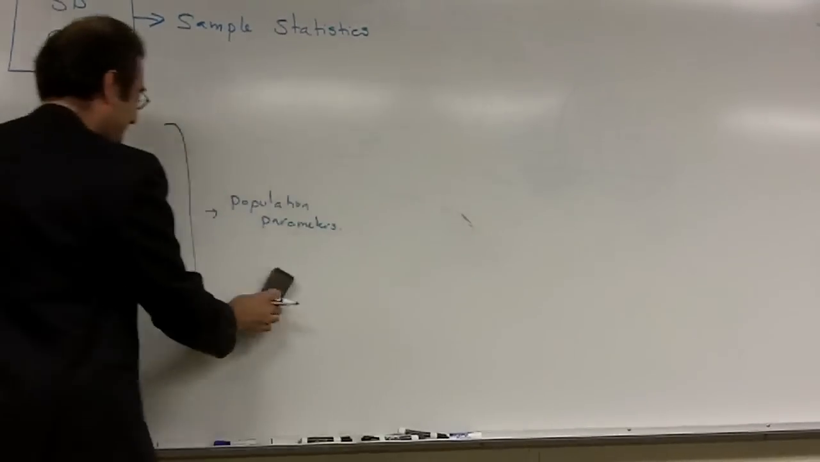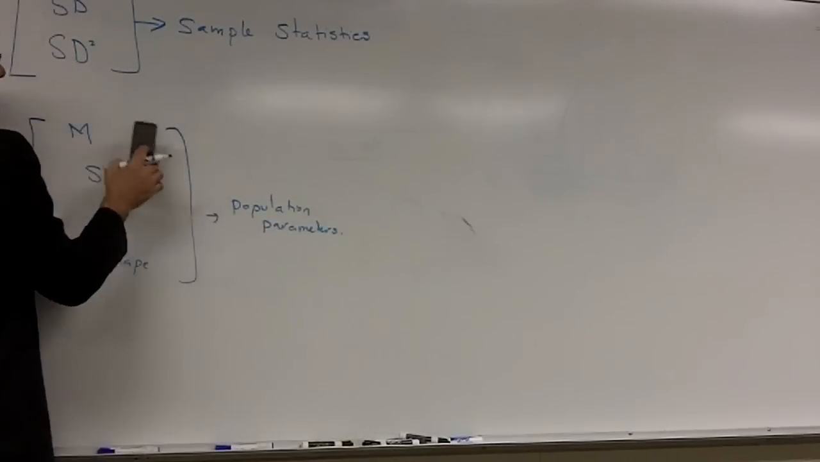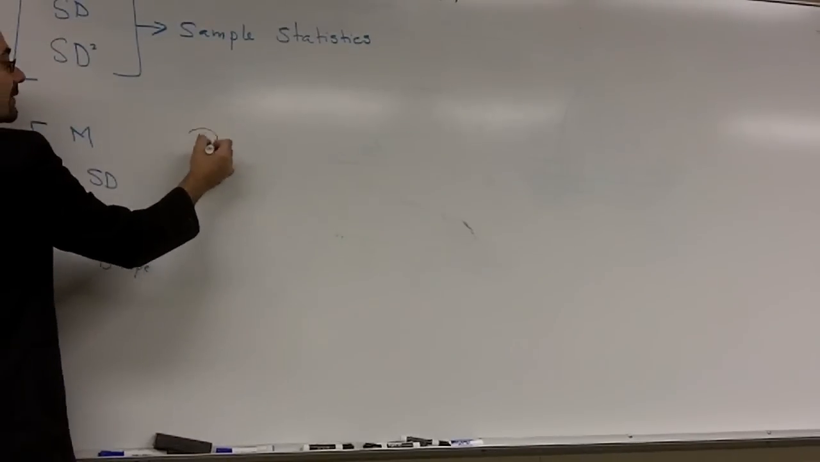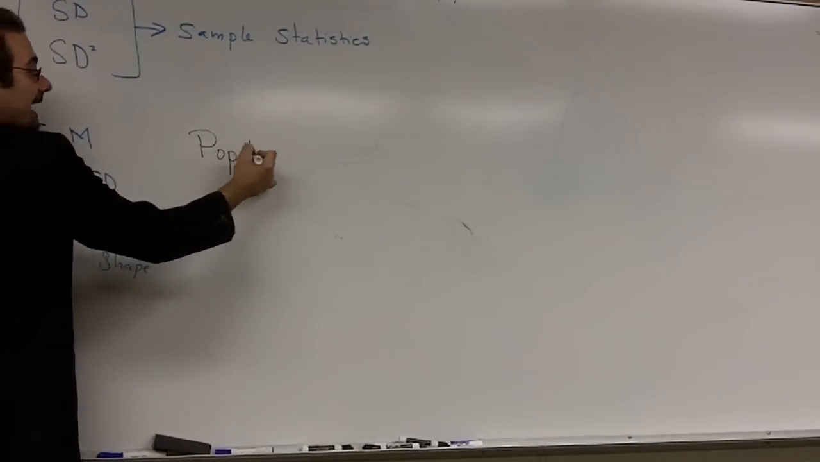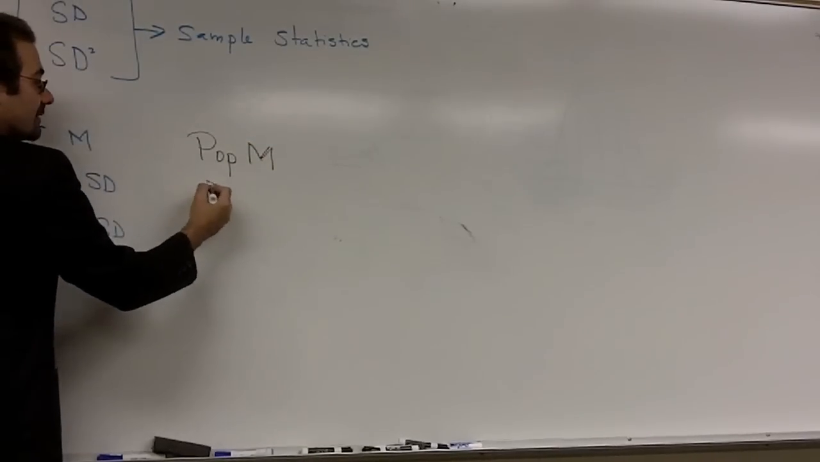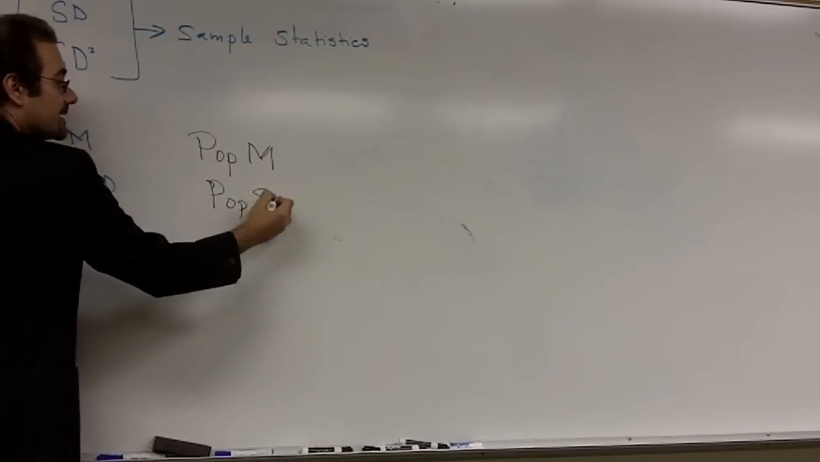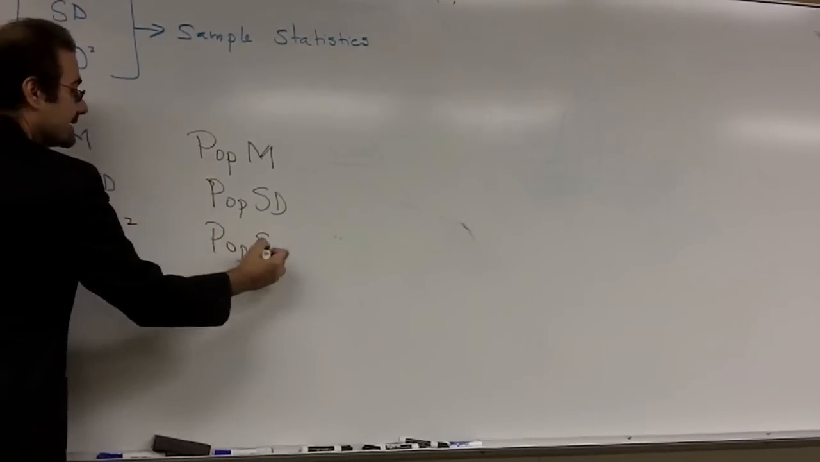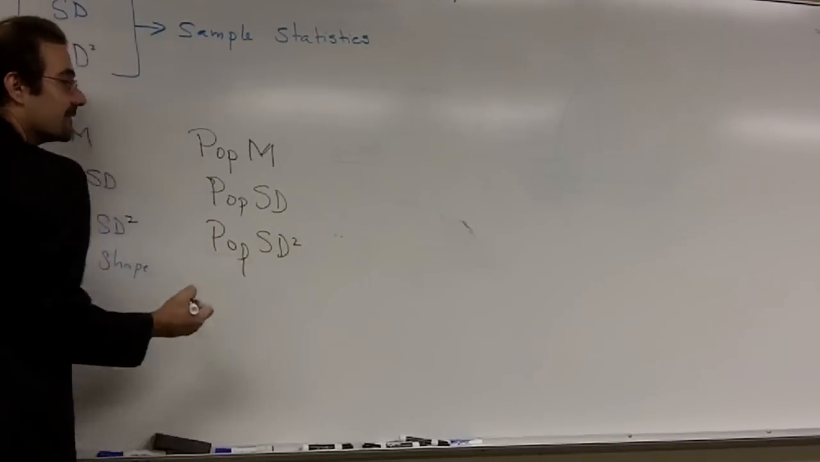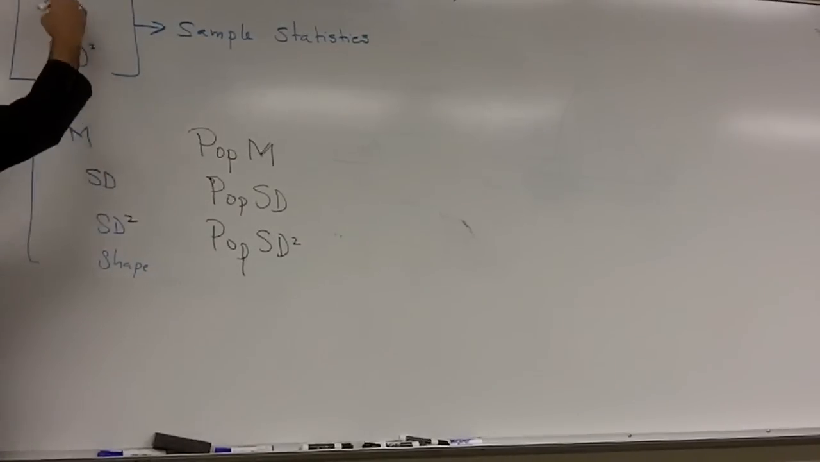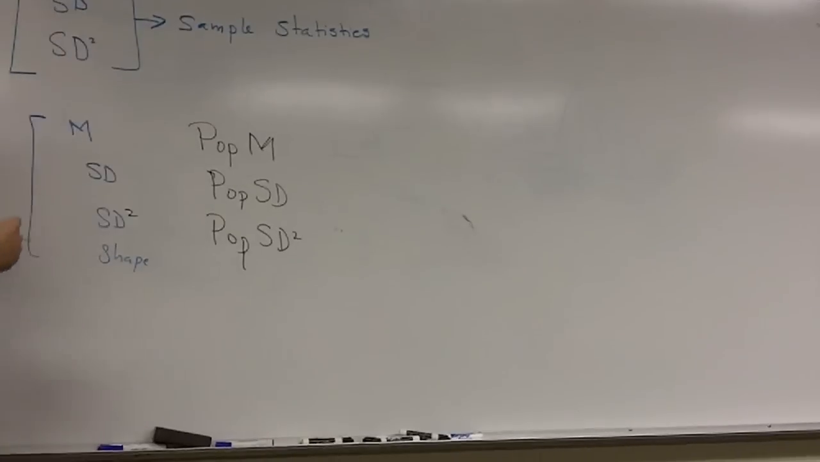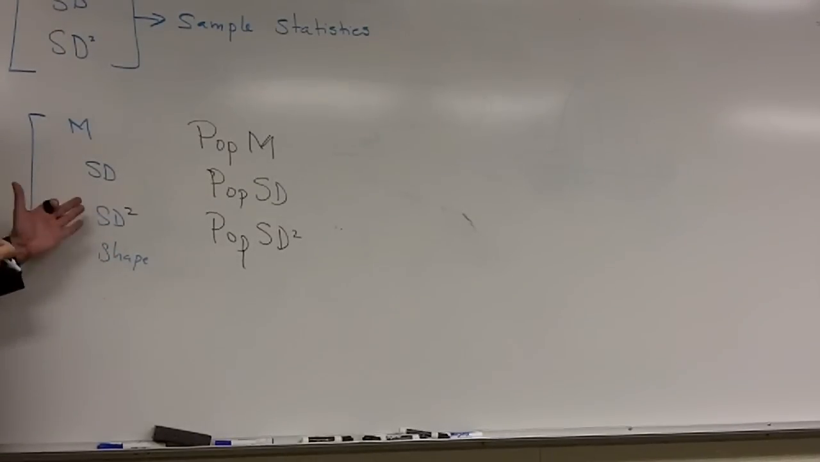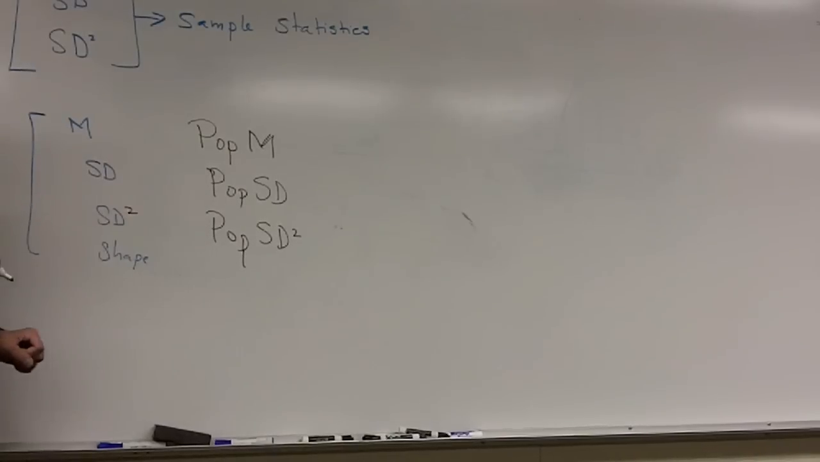Okay, let's use the black one here. Okay, so the population parameter will have features like this. So we call it pop. We give it pop M, like the mean of the population. Pop SD, which is the standard deviation of the population. Pop SD squared, which is the variance of the population. The sample doesn't get that. It doesn't get a pop in front of it. Everybody sees the difference between a sample and a population. These are the notations for a population.